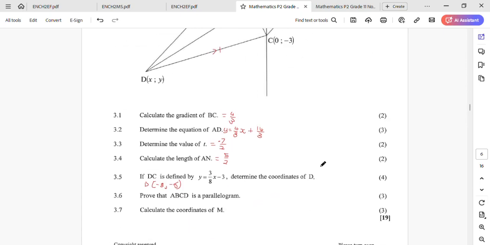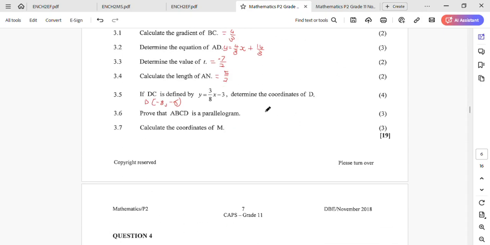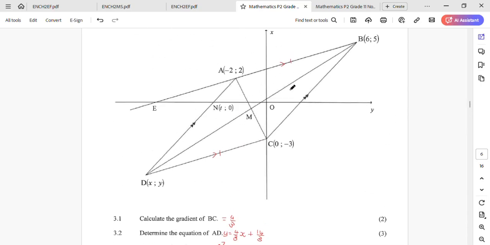Remember the properties of the parallelogram. Let me just do it for you. We're gonna calculate m AP.